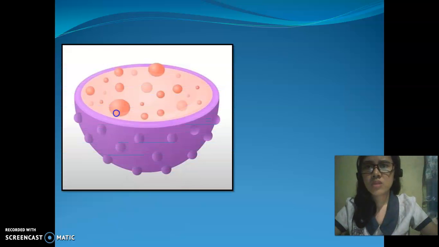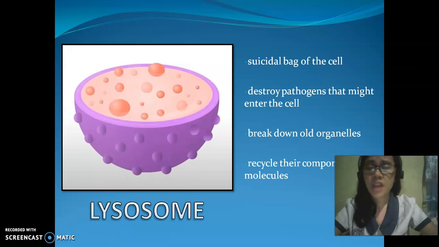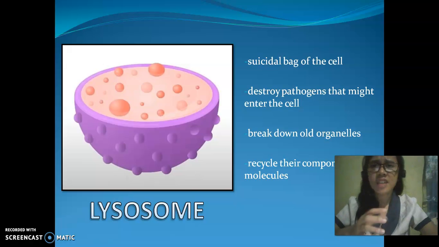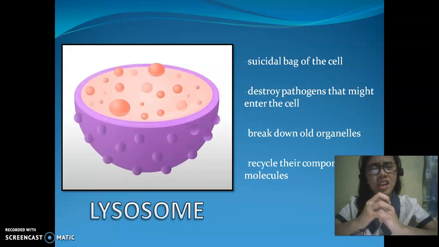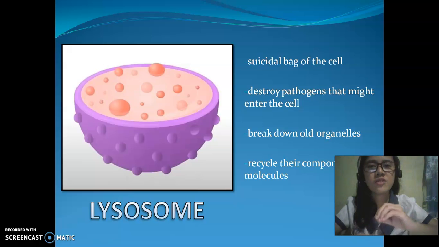A membrane-bounded digestive vesicle called lysosomes can only be found in animal cells. It is known as the suicidal bag of the cell. This is due to the fact that they use their own hydrolytic enzyme to destroy the pathogens that might enter the cell. They also break down old organelles and recycle their component molecules. This makes room for newly formed organelles.